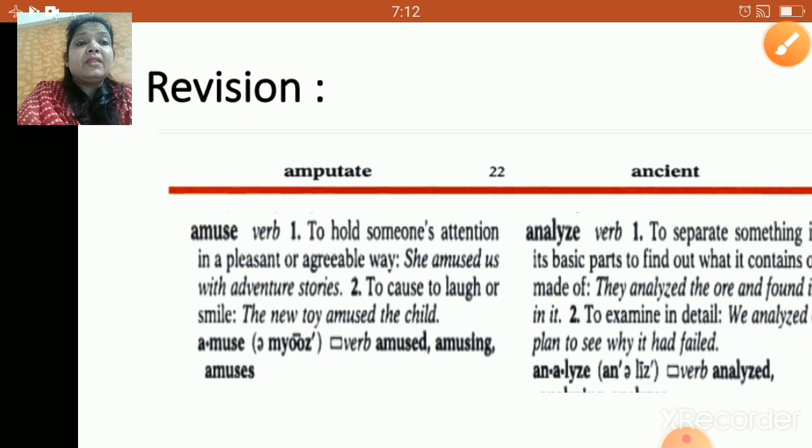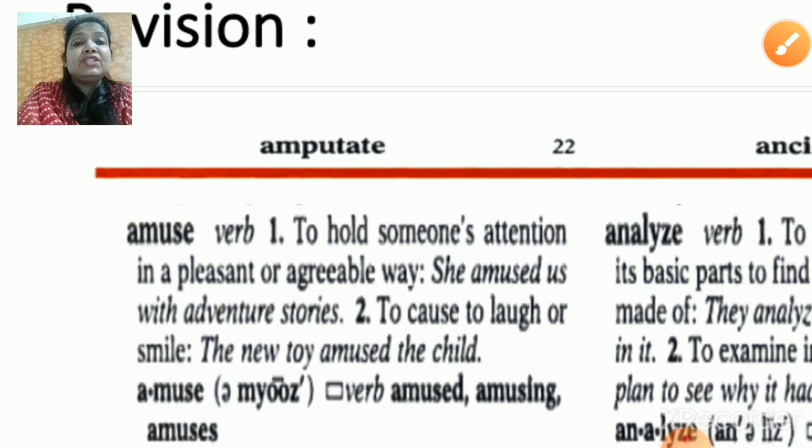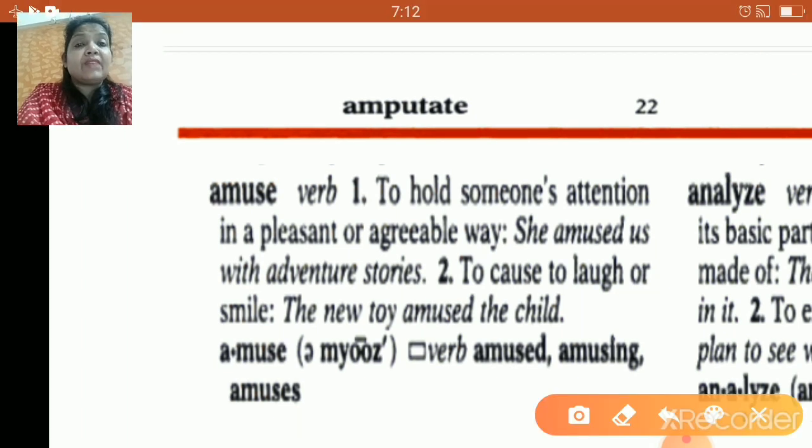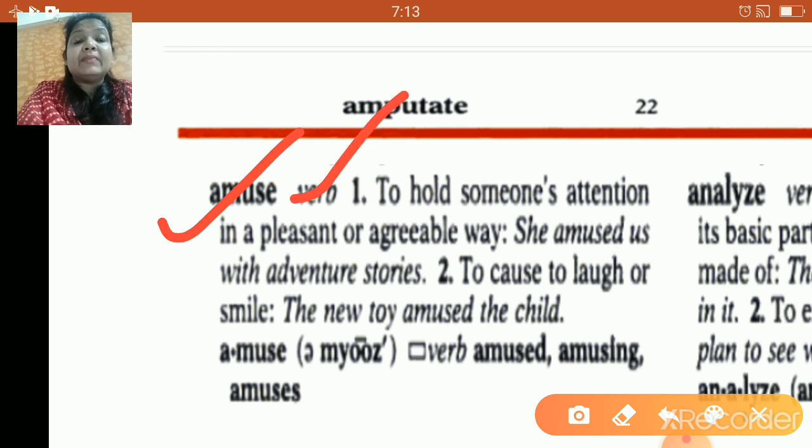Now, what we will do is go through one entry word example. We have already done this in the revision session, so now we will start. The first word is amuse. So amuse is the entry word. Now children, what is the part of speech over here? Yes, it is a verb. Now, what is the meaning of it? There are two meanings, and the first meaning is to hold someone's attention in a pleasant or agreeable way.